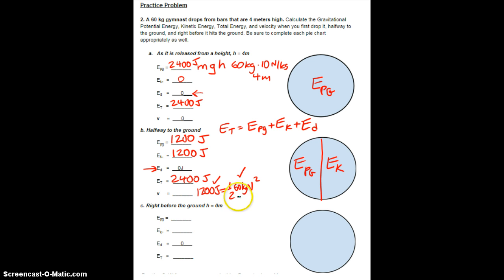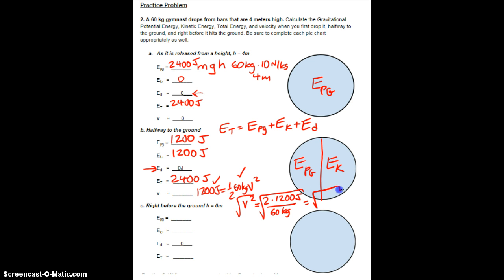So it seems that some of you are finding it easier to put the numbers in earlier. The normal scientific way is to use symbols all the way through and then plug the numbers in at the end, but I'll do it this method because it does seem to help many of you. So I've rearranged this so velocity squared is equal to 2 times the 1,200 joules divided by our 60 kilograms. But remember, we're looking for velocity, not velocity squared, so we'll need to take the square root of both sides. Let's do a little math with that.